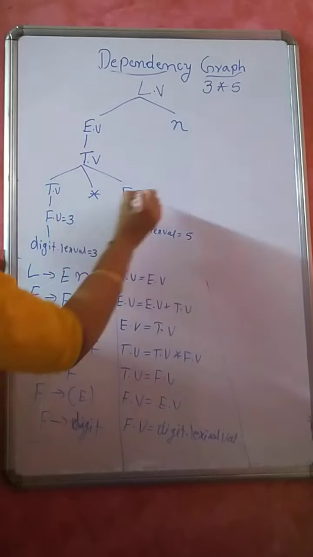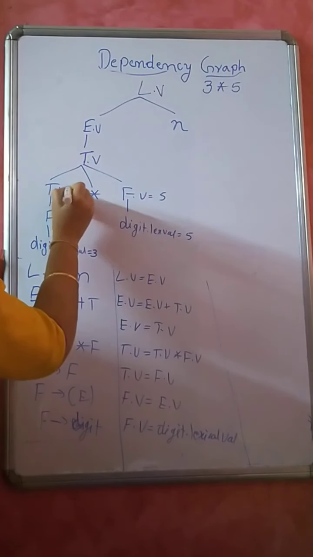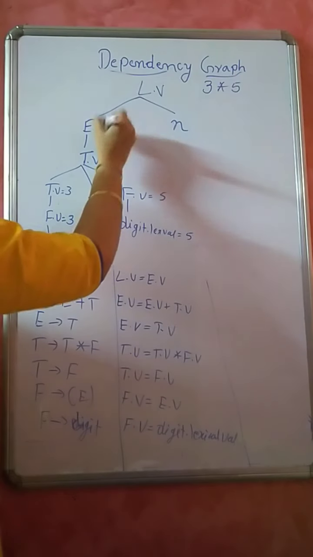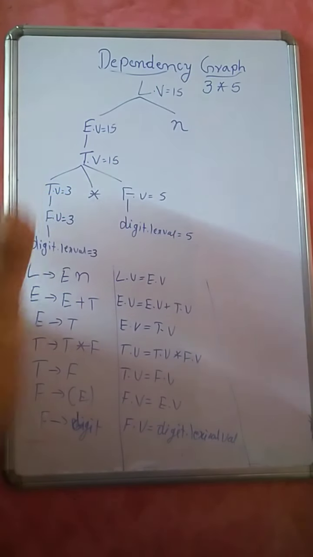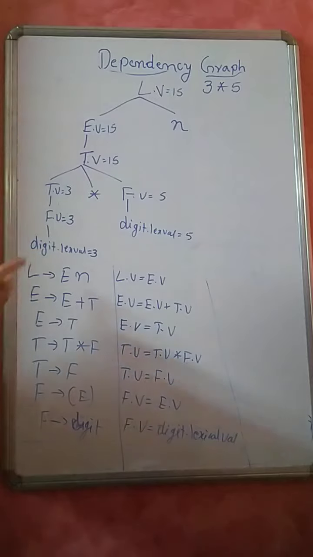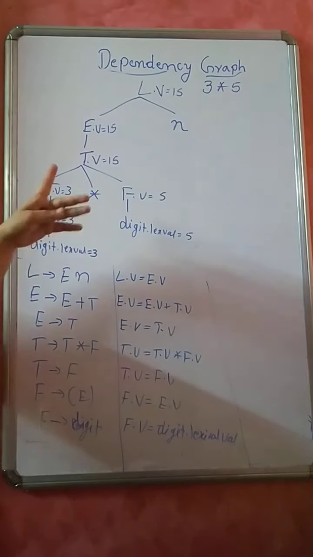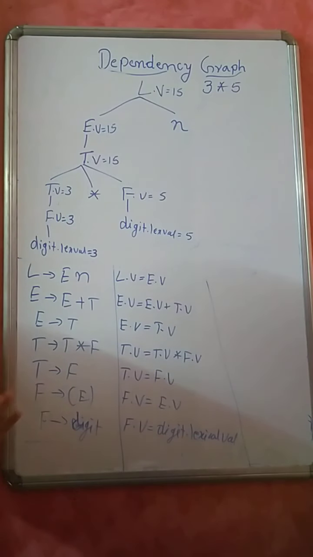So this is 3, 5, 3, 15, 15, 15. This is called an annotated parse tree. The previous one that I wrote is called a parse tree, and this is called an annotated parse tree, where along with the nodes you represent the attribute value associated with them. So that is called an annotated parse tree.